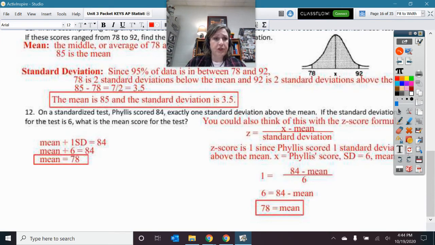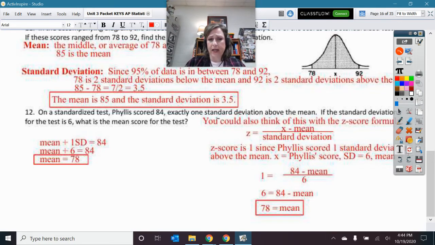So let's see. So it tells me the standard deviation. So you could do this a couple different ways. So we know she got an 84. So that was the result. So you can see right here on the left, the mean plus 1 standard deviation. She scored 1 standard deviation above the mean. So the mean plus 1 standard deviation is Phyllis's score of an 84. Okay, well, they tell me that 1 standard deviation is 6. So then that tells me the mean was a 78. Okay, if I can do that correctly.